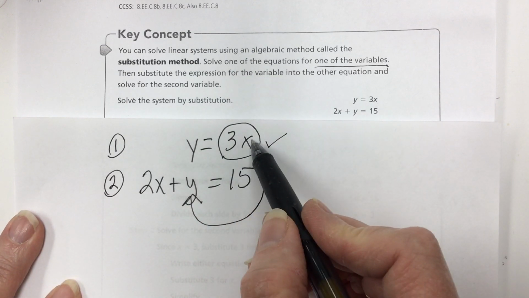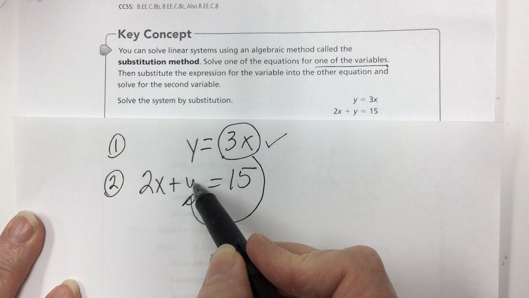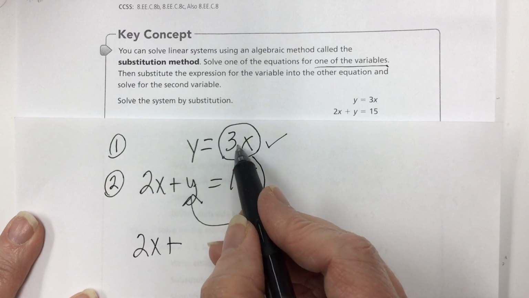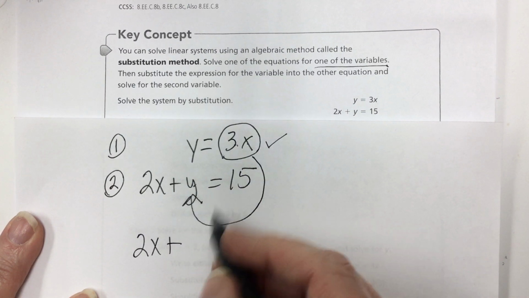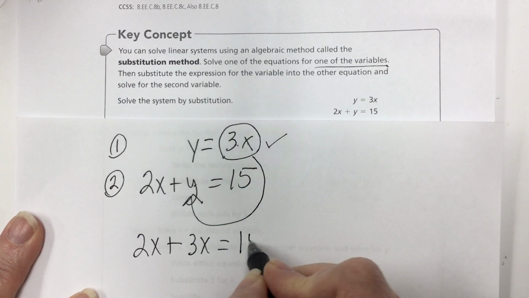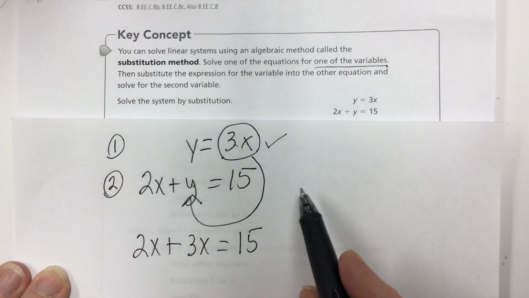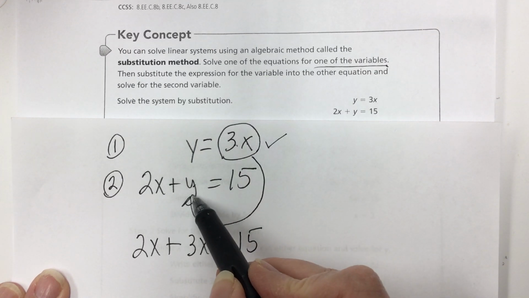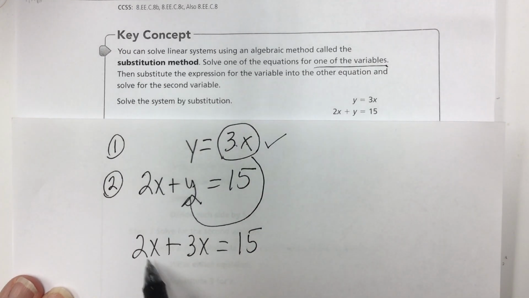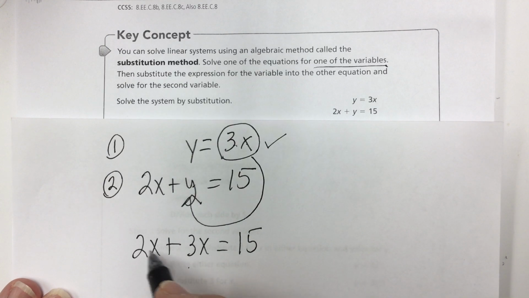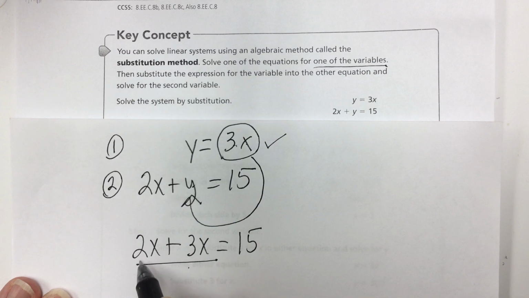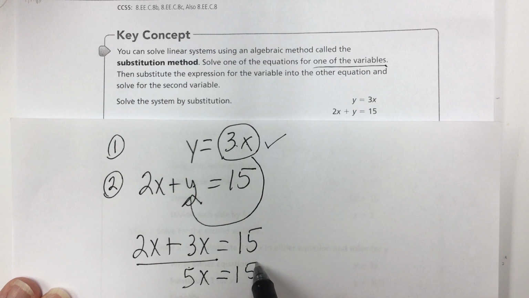So we're going to take 3x and plug it into y in the other equation. I have 2x plus, what does y equal? 3x. Plug it in for y: 2x plus 3x equals 15. So I substituted what y is in the first equation for y in the second equation. Combine like terms: 2x plus 3x is 5x equals 15.